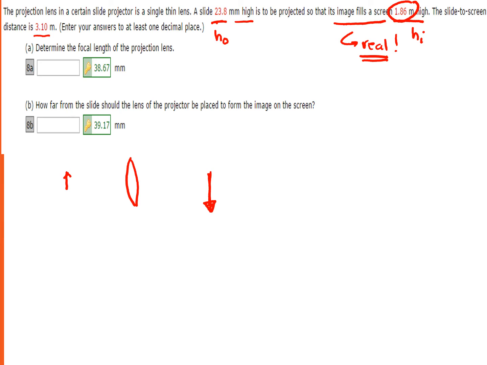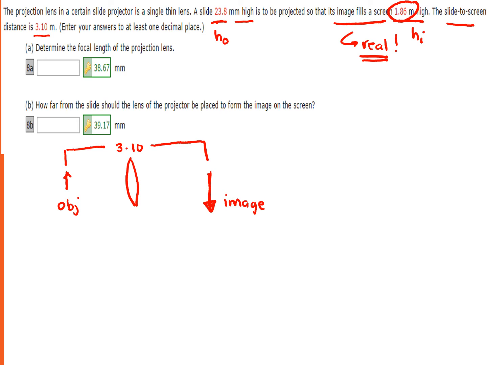Alright, now the slide to screen distance is 3.10 meters. So if this is my object here, which is the slide, the distance from the slide to the screen where we could see the image is 3.10 meters. Let me just label that down. This is our object here, and this one here is our image.